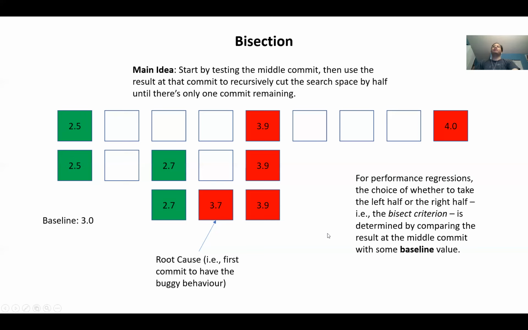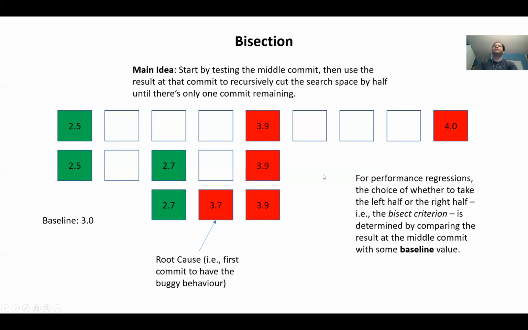Okay, so what we just talked about there is something that's applicable to any type of regression, whether it's functional or performance. But for this study, I'm focusing particularly on performance regressions. So how is that different from functional regressions? There's a lot of similarities involved, but in this case, instead of just checking whether a certain commit is good or bad, or whether it's correct or incorrect, we actually need to compare the performance result according to some baseline value. Okay, so we call that the bisection metric.